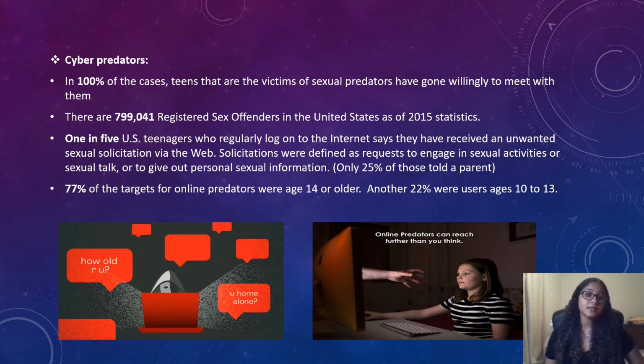Another form of cyber attacks are cyber predators. In 100% of the cases, teens that were victims of sexual predators have willingly gone to see them. There are 799,041 registered sex offenders in the United States as of 2015 statistics. 1 in 5 US teens who regularly log into the internet have received unwanted sexual solicitation via the web. Solicitation was defined as requests to engage in sexual activities or sexual talk, or to give out personal sexual information. Unfortunately, only a quarter of those victims told their parents. 77% of the targets for online predators were aged 14 or older. Another 22% were users aged 10 to 13 years of age.